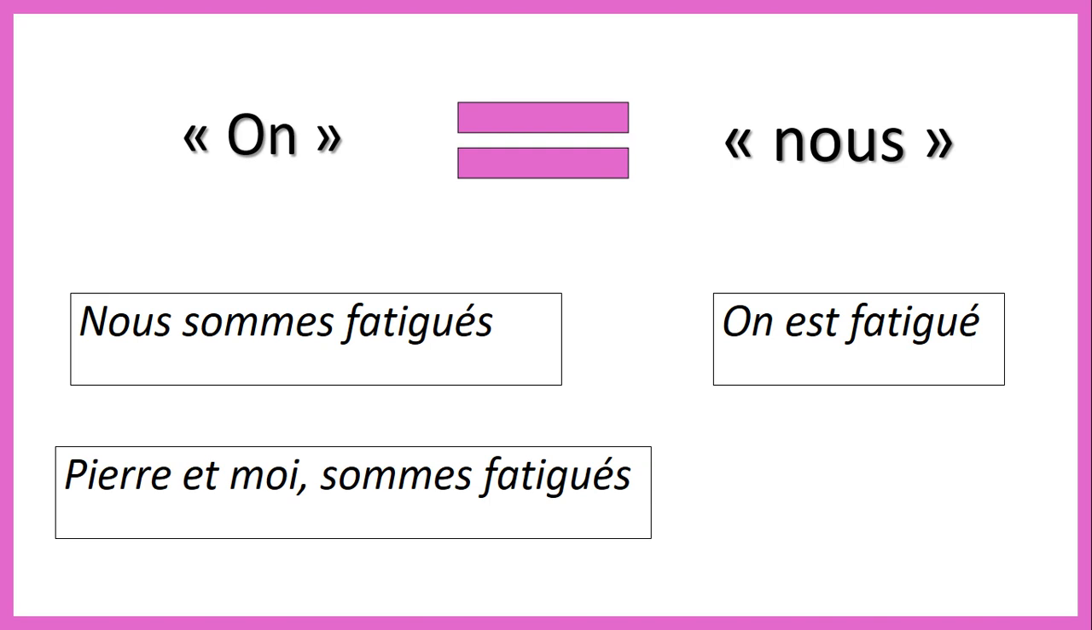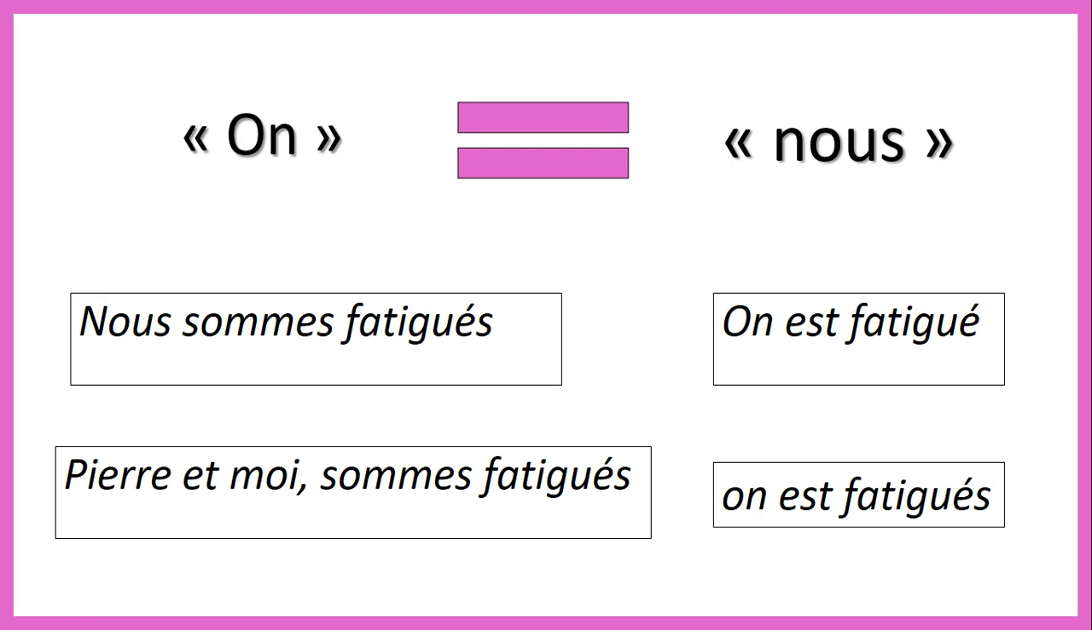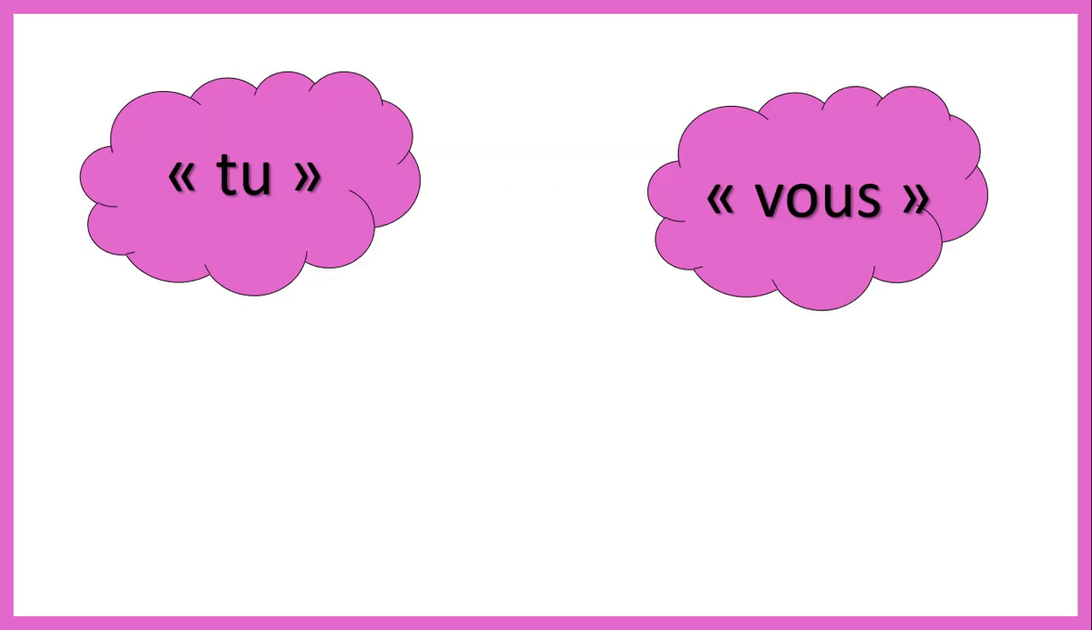But if I say Pierre et moi sommes fatigués, the difference between this sentence and the one above is I am specifying exactly who is nous. It's Pierre et moi. So in this case, when I go on est fatigués, I am going to add the S. So this is only a small little detail when we're writing and we know exactly who the on is, we are going to agree the adjective with the subject. If not, as the one on top you see, on est fatigué, there is no agreement there.